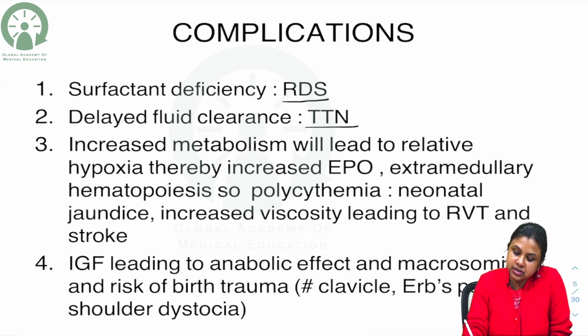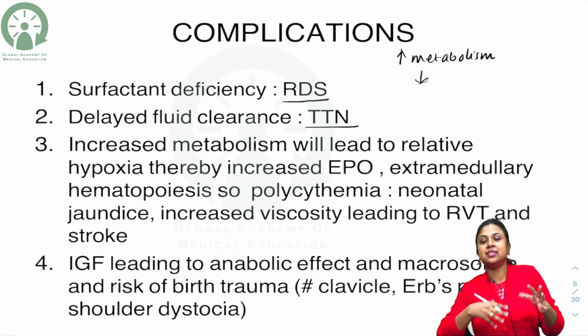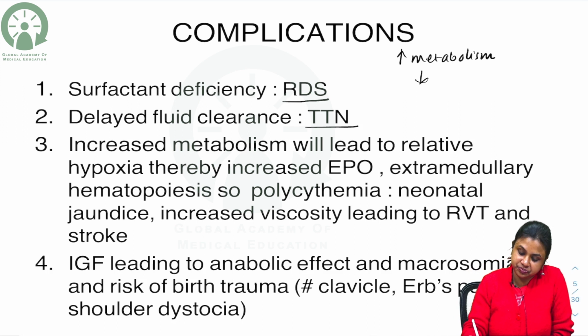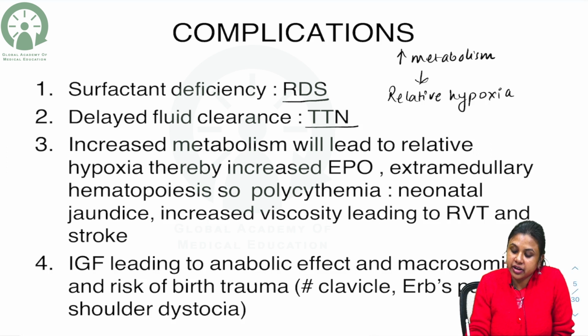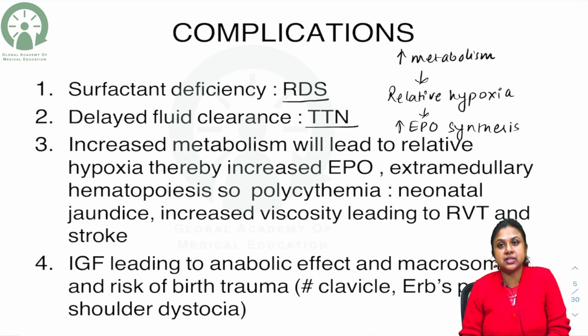In these babies there is increased metabolism, and that results in an imbalance between the supply and the demand. So there is a relative hypoxia. Because of this relative hypoxia, there is an increase in EPO synthesis, and whenever there is an increase in erythropoietin synthesis, it results in polycythemia. So extramedullary hematopoiesis will have polycythemia, and that results in neonatal jaundice, and because of the hyperviscosity it can result in renal vascular thrombosis and even stroke.